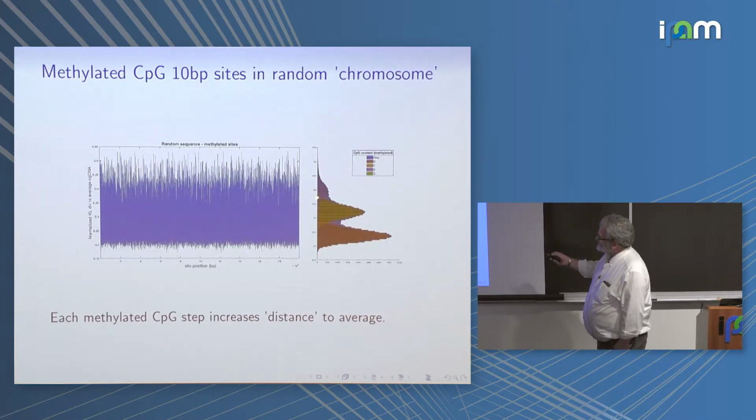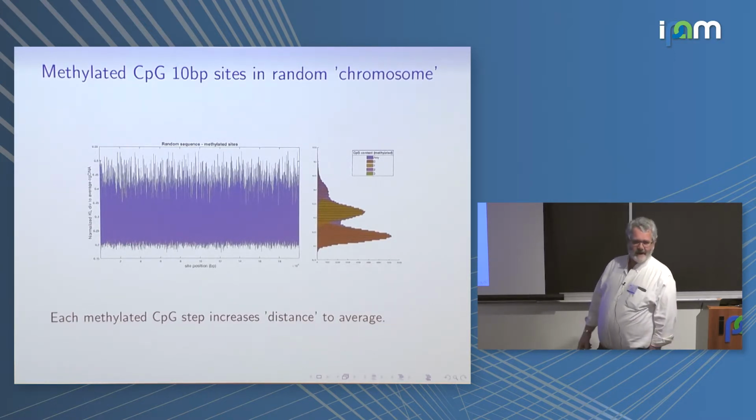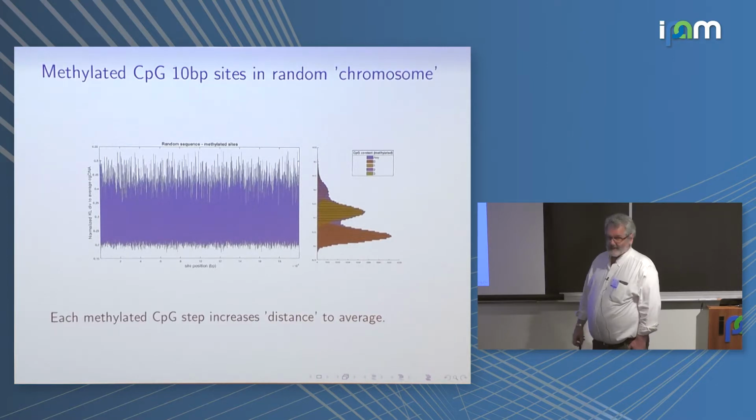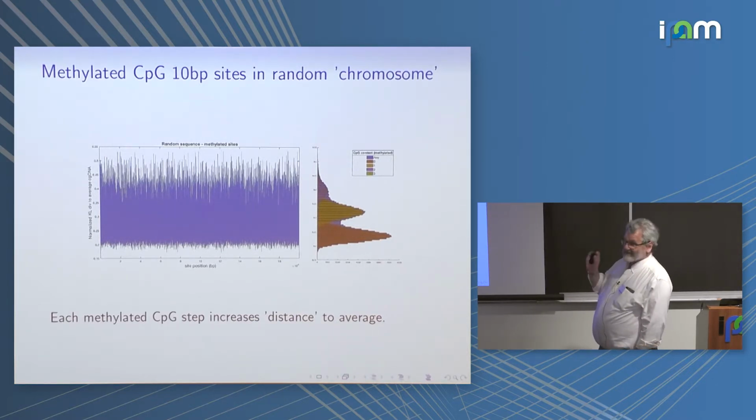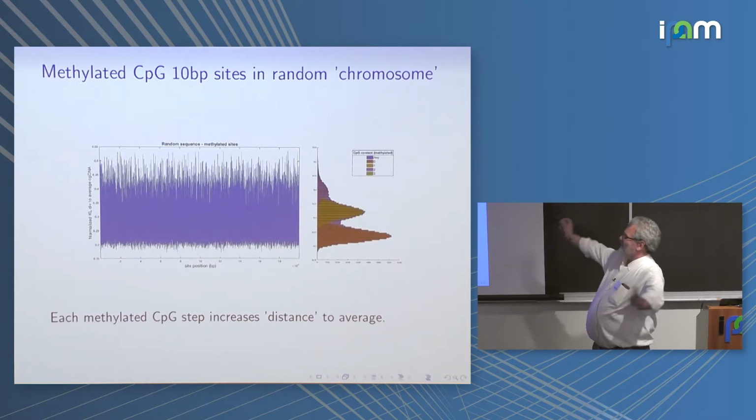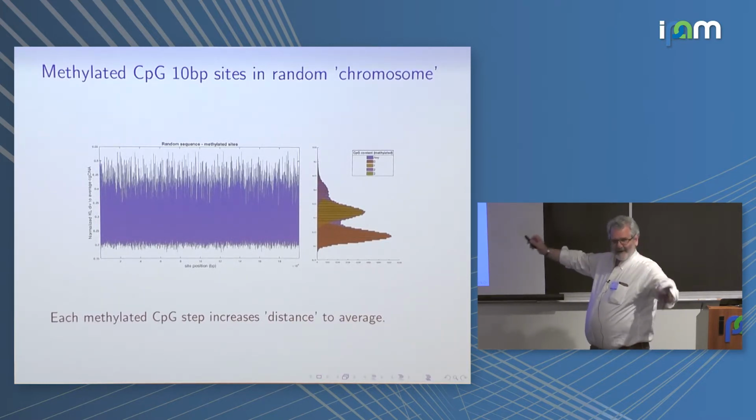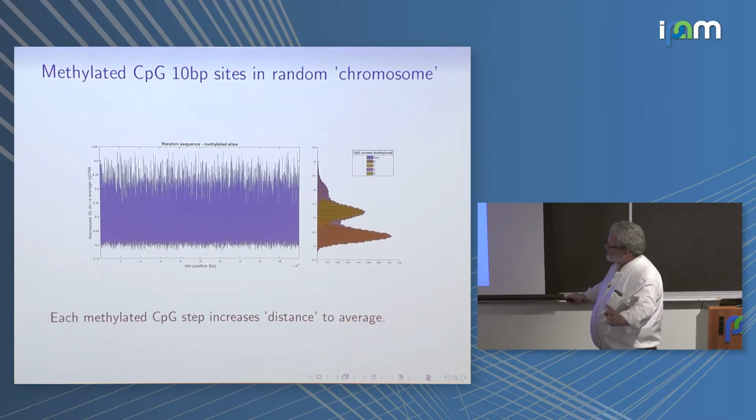And if you methylate two steps, you get further from average. And then there's just a tiny little bit of 3, and in a 10 base pair, it turns out you can't have 4 methylation steps. So making this methylation, which is 3 atoms on a C base, is an incredibly strong statistical mechanic perturbation. So that's interesting.